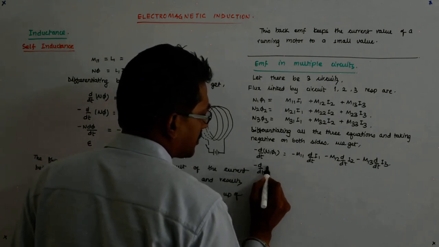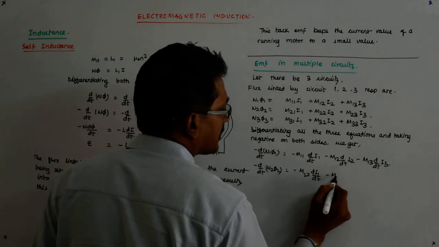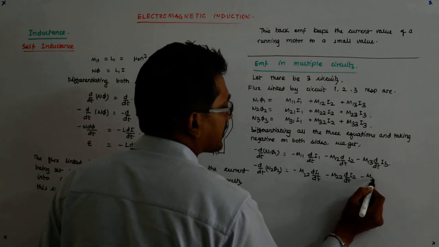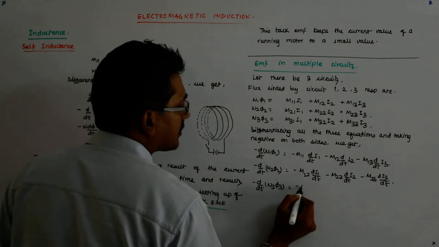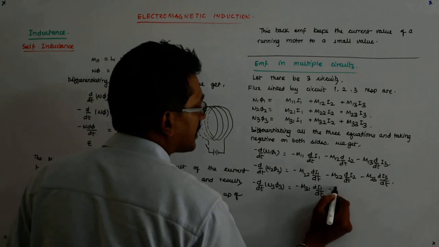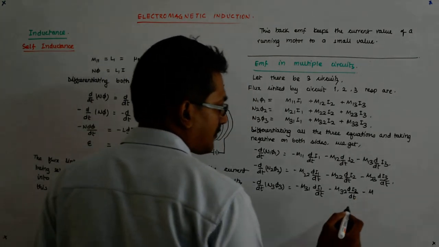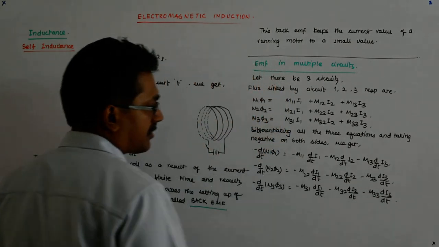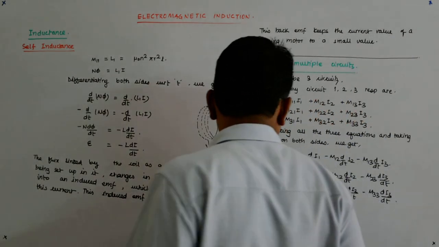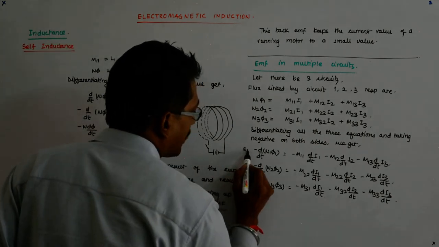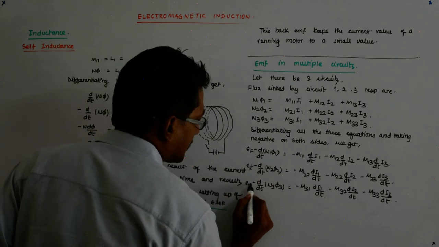So minus d/dt N2 phi 2 is equal to minus M21 dI1 upon dt minus M22 dI2 upon dt minus M23 dI3 by dt. Minus d/dt of N3 phi 3 is equal to minus M31 dI1 by dt minus M32 dI2 upon dt minus M33 dI3 upon dt. Right. Now what do I get? These are nothing but E1, this is E2, this is E3.